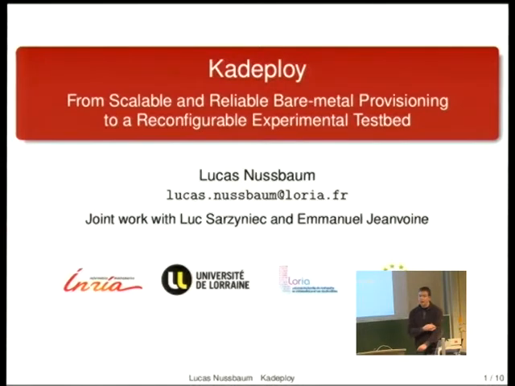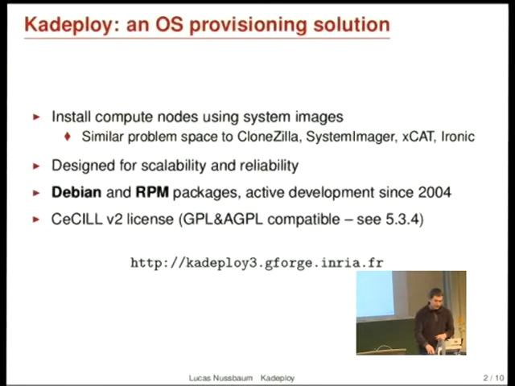So I'm going to talk about Kadeploy, which is a piece of software developed at INRIA and the University of Leuven with Emmanuel Jeanvoine. Kadeploy is an OS provisioning solution. What it does is make it easier to install compute nodes using system images. It's basically in the same space as Clonezilla, SystemImager, xCAT, or OpenStack Ironic. One focus of Kadeploy is that it's really designed for scalability and reliability. We provide Debian and RPM packages, and development started in 2004. Kadeploy is released under the CeCILL license.